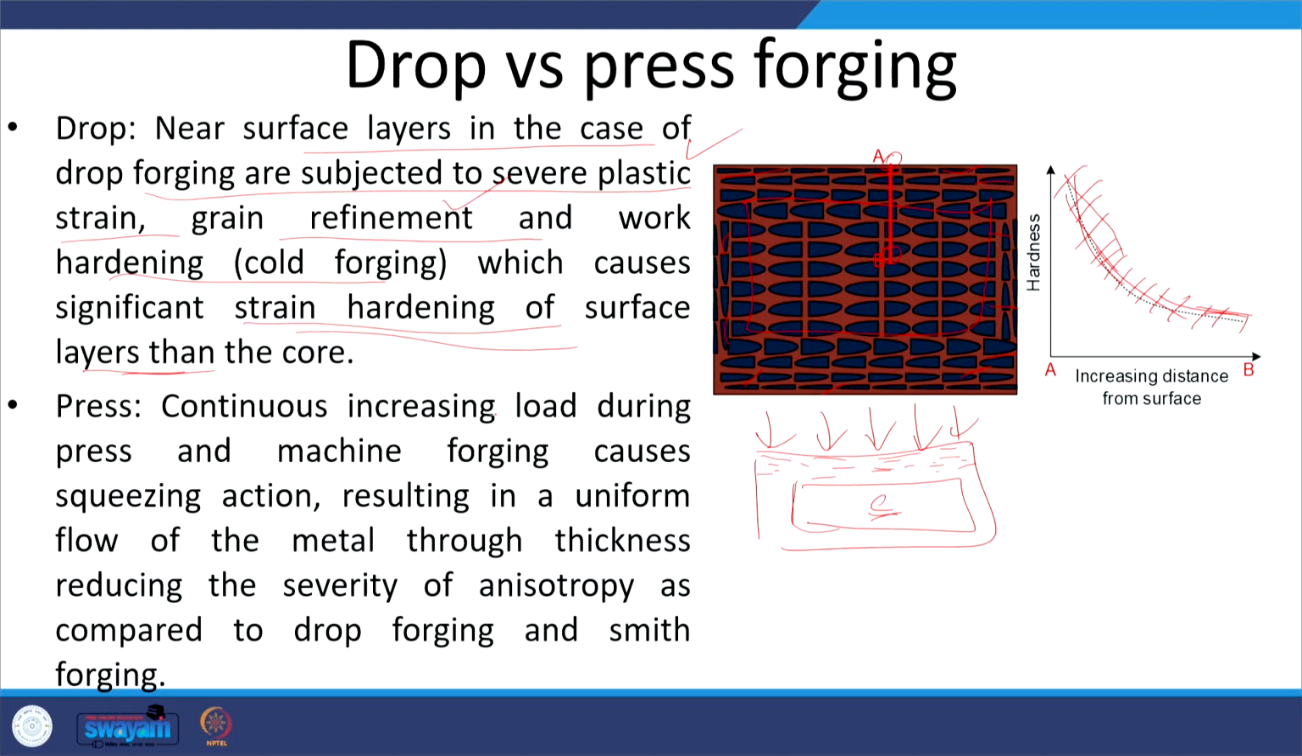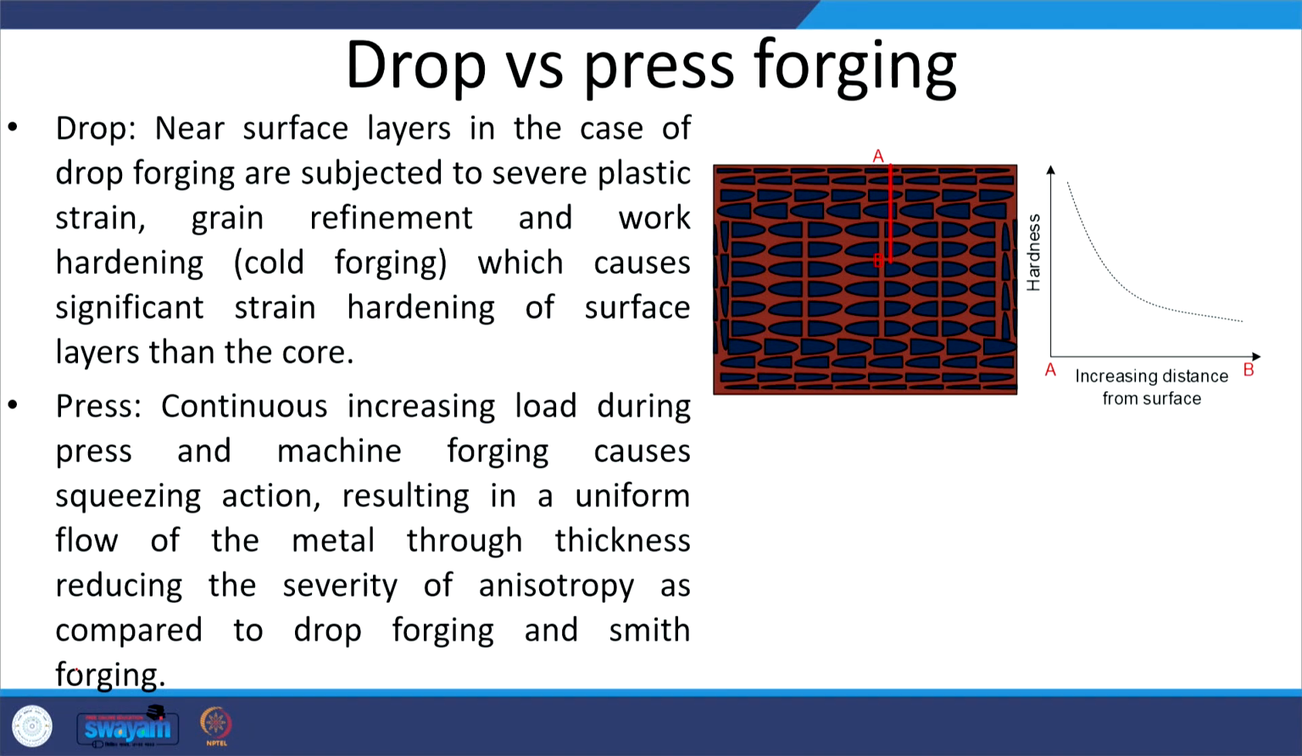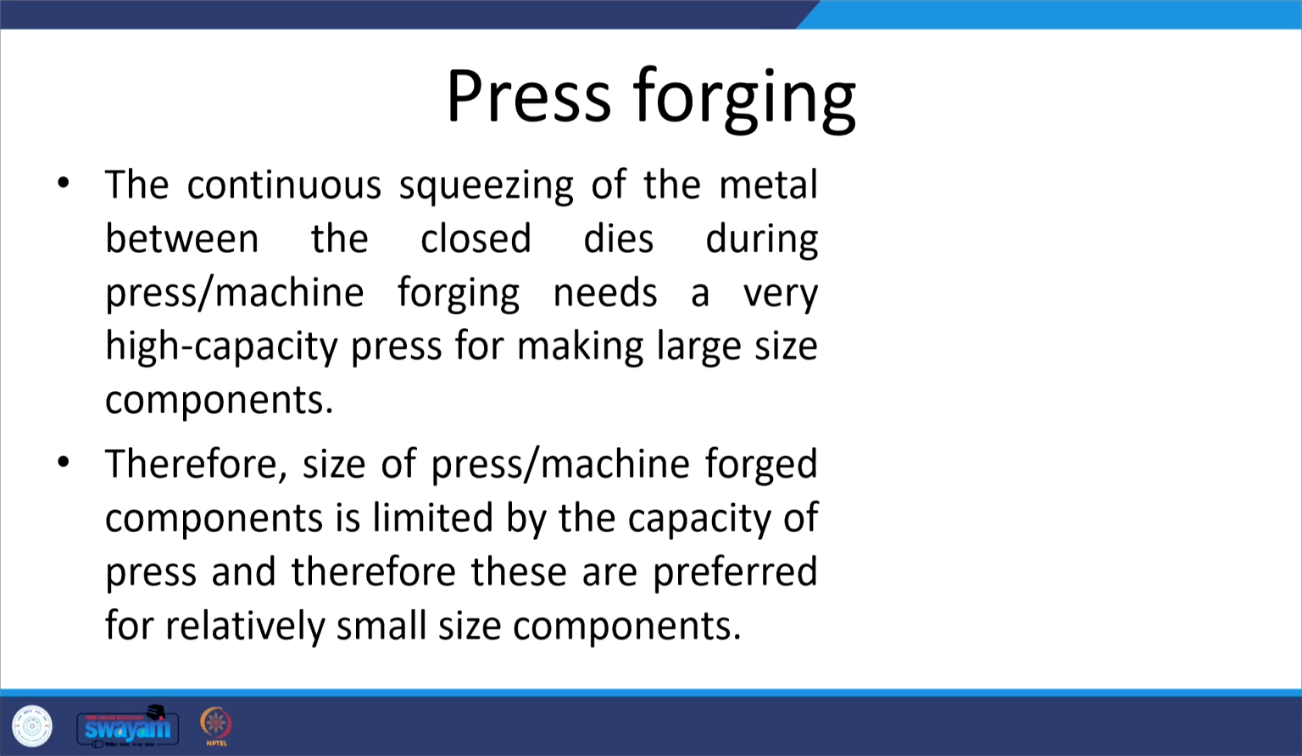In the case of press forging, continuously increasing load is applied during press and machine forging, which in turn causes a squeezing action, resulting in more uniform flow of the metal through the thickness, reducing the severity of anisotropy, which is observed more in the case of drop forging. So, more uniformity in properties is observed in the case of press forging as compared to drop forging.